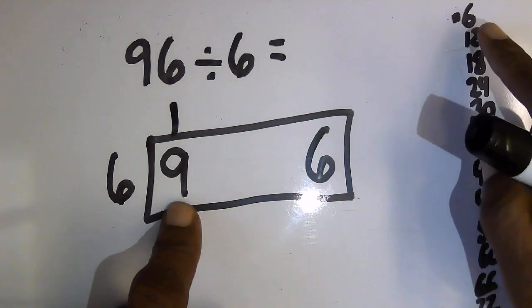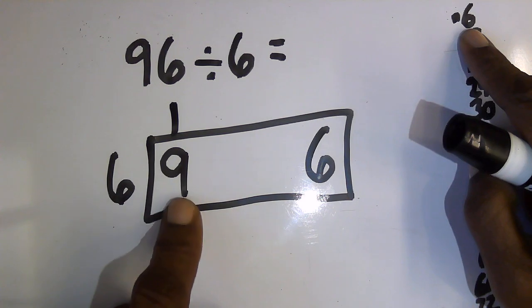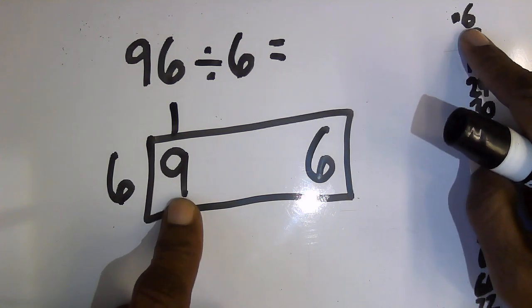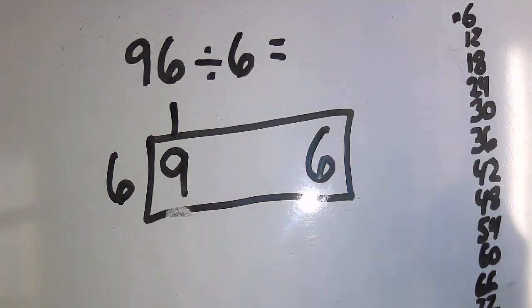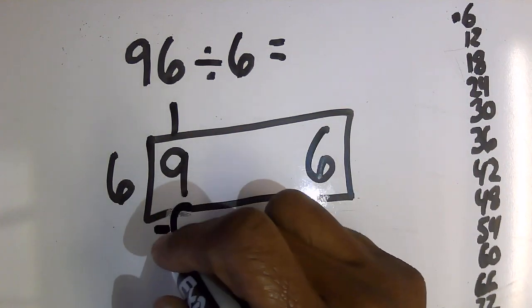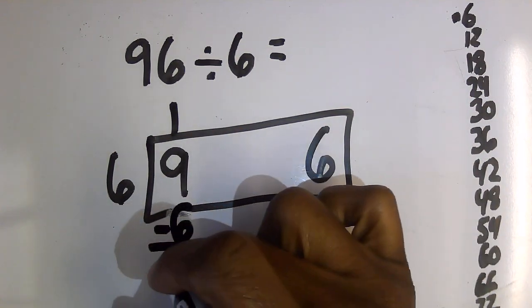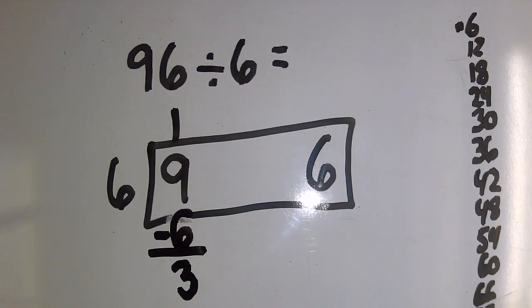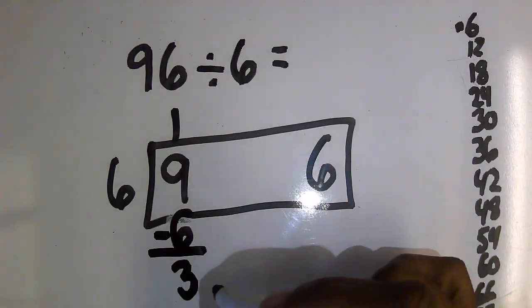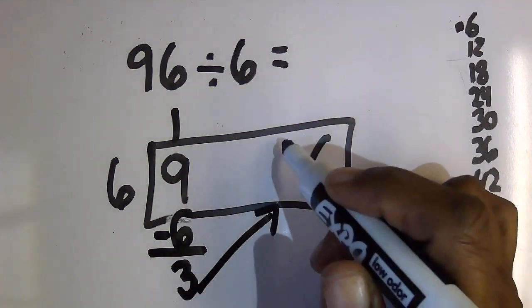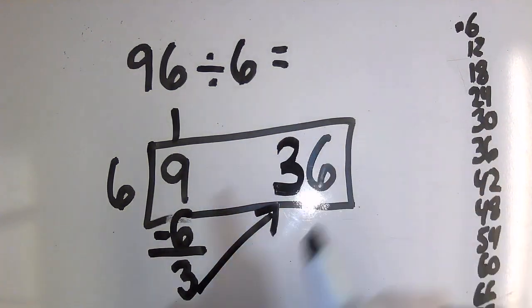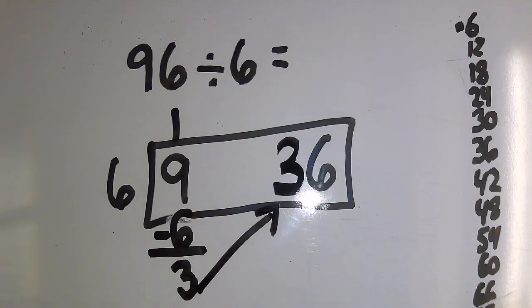So now the number with the dot and this number here, are they the same number? No, they are different. That means I need to subtract. So I'm going to subtract the number that has the dot from it, and that gives me 3. Now this 3 here, I'm going to draw an arrow just right to the box pointing where that 3 goes, and it goes right here. And now my new number is 36.